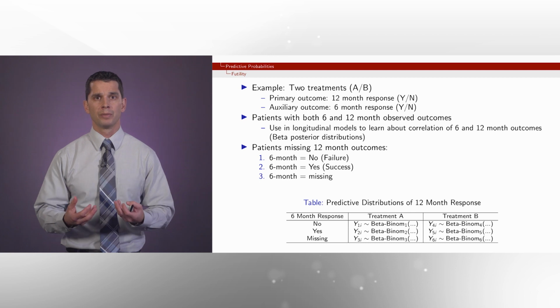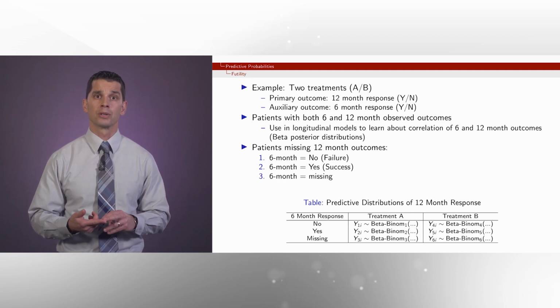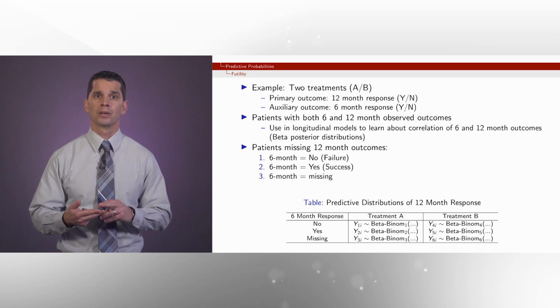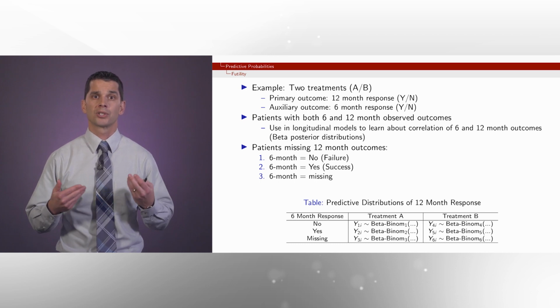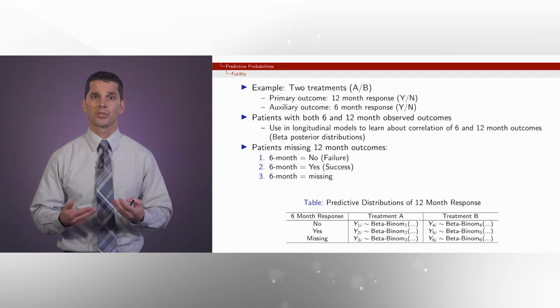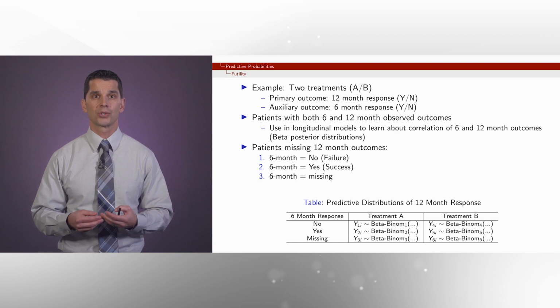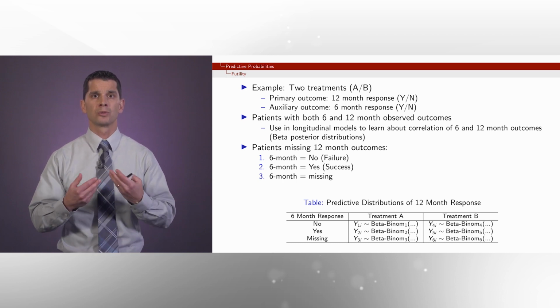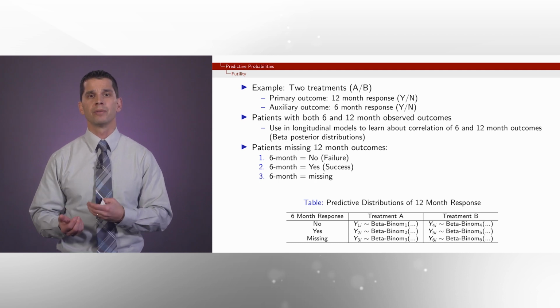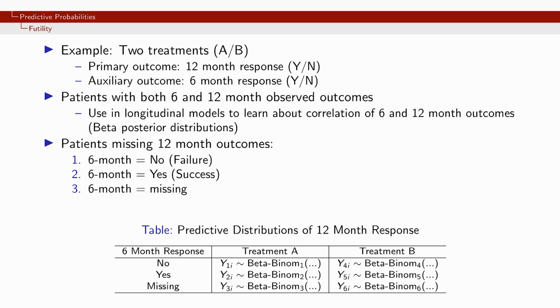Of those who are missing the 12-month outcomes, there are really 3 types. You have patients who are known 6-month failures, patients who are known 6-month successes, and patients who are 6-month missing, meaning we haven't had sufficient follow-up of 6 months to obtain their 6-month status. This enables us to build 3 different predictive probability distributions, the first 2 of which are based on this longitudinal model where we learn about the correlation between the 6-month and the 12-month. If we see a 6-month favorable response, they're probably more likely to be a 12-month responder. And if we see a 6-month failure, they're more likely to be a 12-month failure. So we use these predictive distributions to provide a better predictive probability.